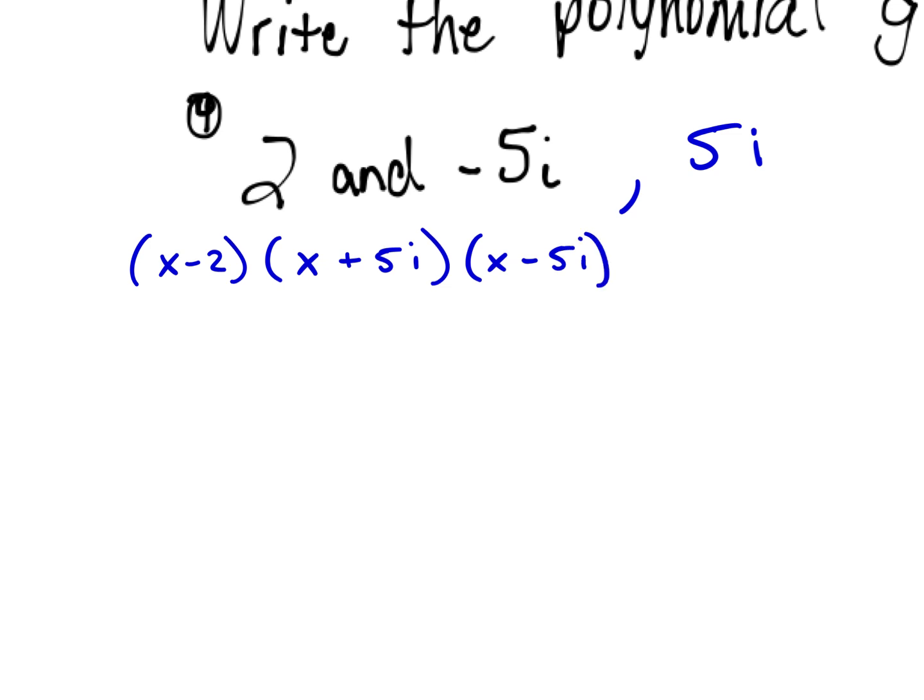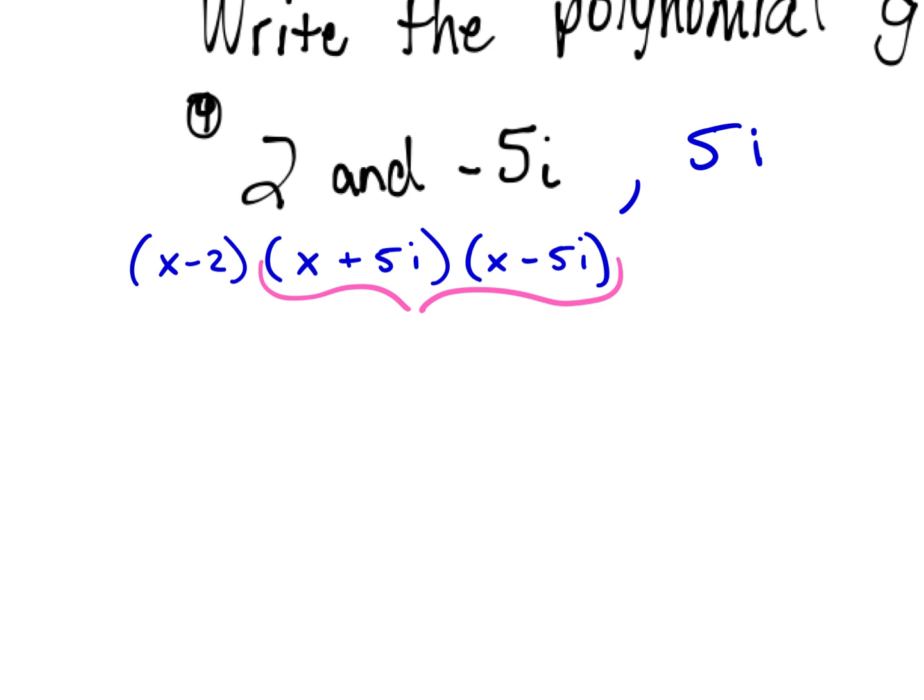You always, always, always want to start by multiplying the conjugate pairs together, so the i's. You want to start by multiplying these. That way it'll get rid of the i's. In your final answer, you will never have i's in your answer. So if you did the math and you still have i's in your final answer, you did something wrong. You might not have included a pair or you multiplied wrong, but you always, always, always want to start by multiplying the i's together.